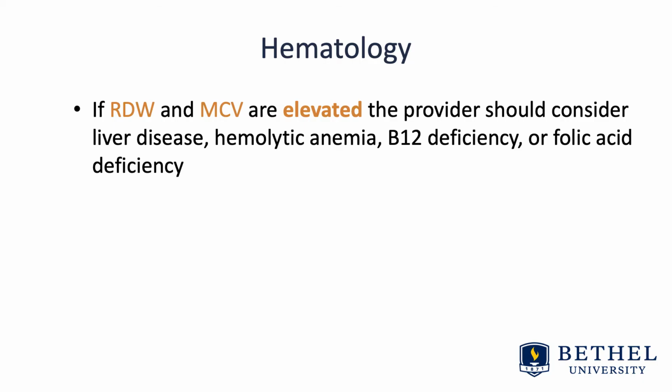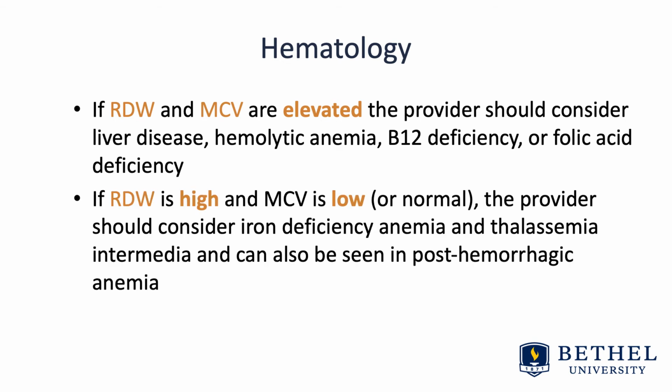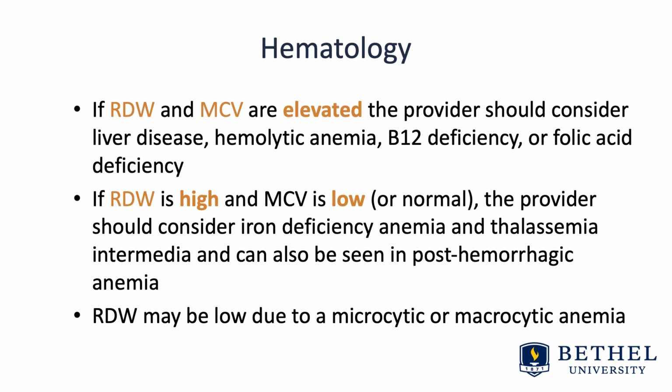If RDW and MCV are elevated, the provider should consider liver disease, hemolytic anemia, B12 deficiency, or folic acid deficiency. If RDW is high and MCV is low or normal, the provider should consider iron deficiency anemia and thalassemia intermedia, and can also be seen in post-hemorrhagic anemia. RDW may be low due to a microcytic or macrocytic anemia.